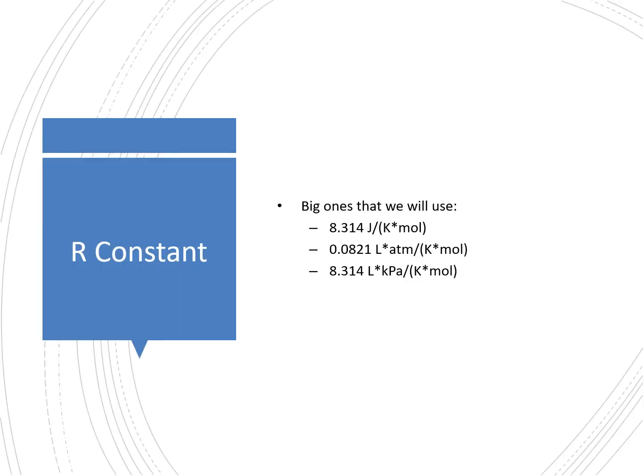Okay, so one thing to note is that R can come in multiple forms depending on whatever units you are using. So some of the big ones that we're going to be using are 8.314 joules per K-mole, 0.0821 liter atmospheres per K-mole, and 8.314 liters times kilopascals per K-mole. So just make sure that you use whatever you have as far as the other units available in your equation and move forward from that.